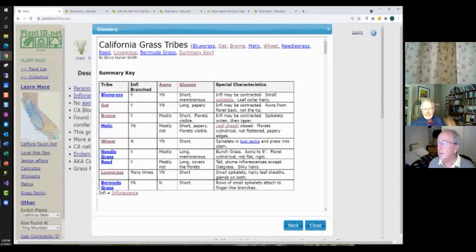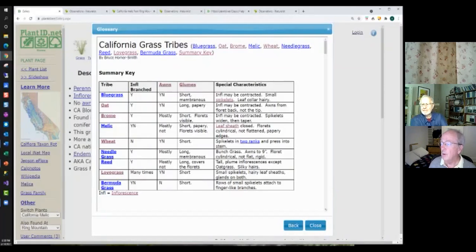The two kinds of tribes I want to talk about here are oats and wheats, because we really haven't talked about those yet. What's the difference between an oat and a wheat? Well, let's start at the summary key level. The oat has an inflorescence that's branched. The glumes are long and papery. A wheat has a spike-like inflorescence with short glumes, and the spikelets are in two ranks.